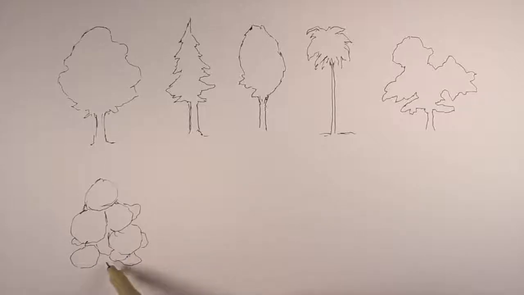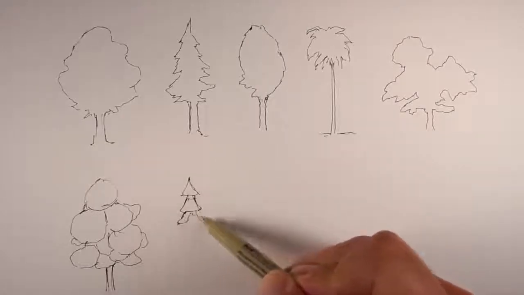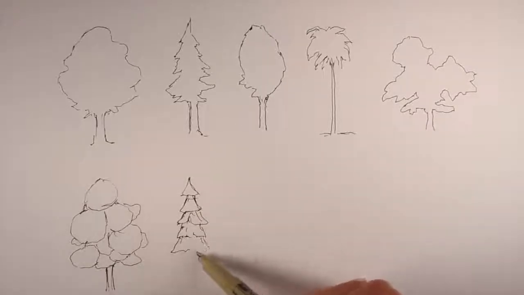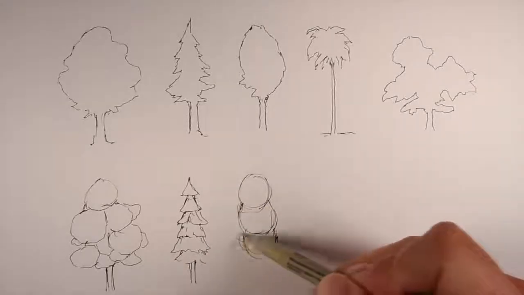We're only really concerned with finding the outer contour of the overall shape of the tree. And it doesn't really matter what the shape of the tree is that you're trying to draw. It usually can be simplified into basic, simple shapes.